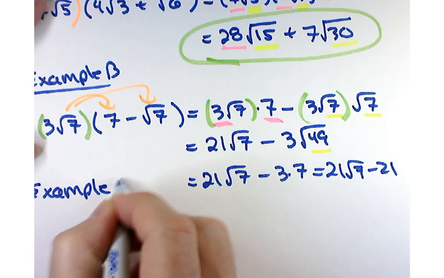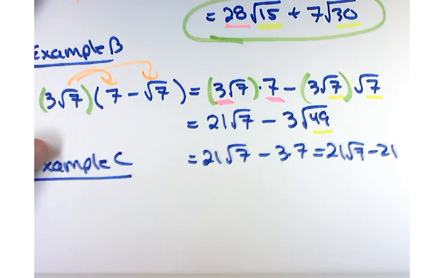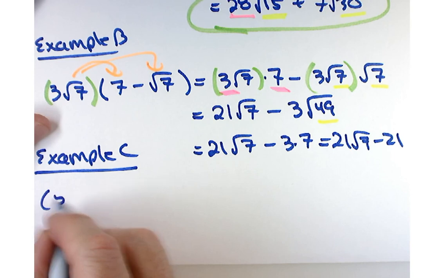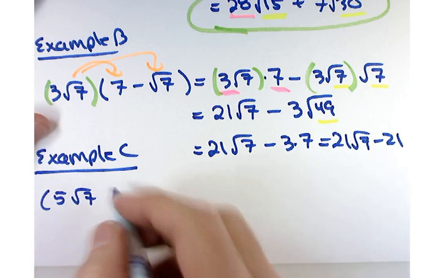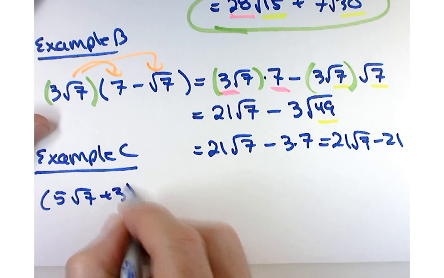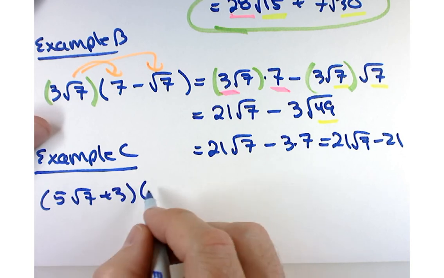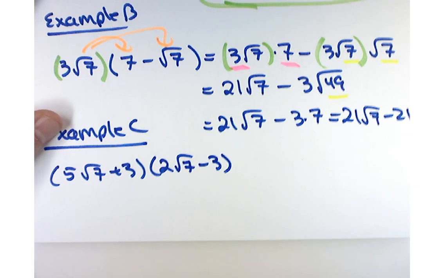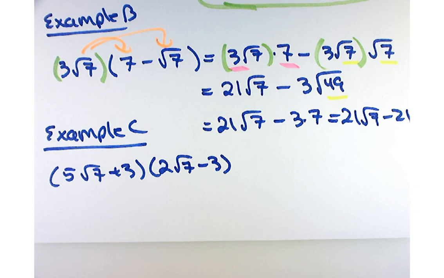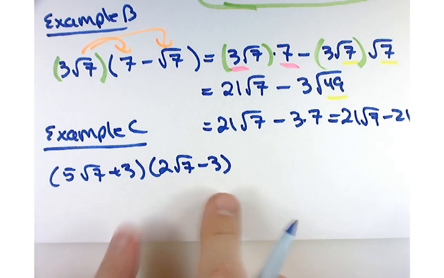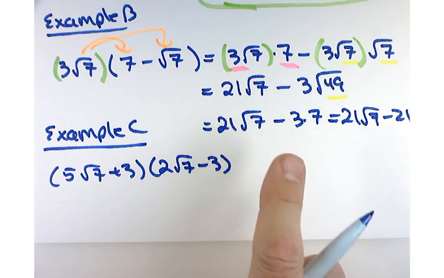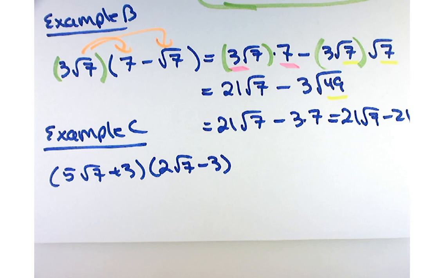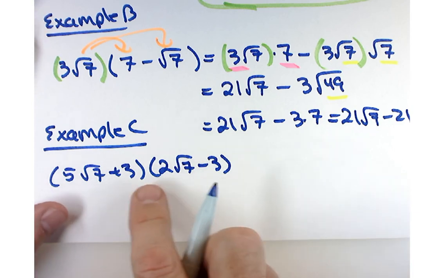Example C. 5 square roots of 7 plus 3 and 2 square roots of 7 minus 3. So it might not be a bad idea to write this out like we did up above. And there's one more thing that's a little bit different about this one.